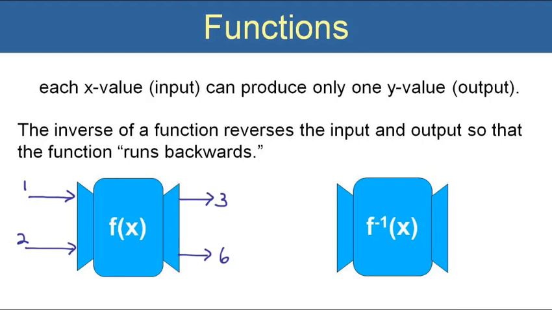Okay, now the inverse function works backwards from that. If I feed the inverse function a 3, it has to spit out a 1. See, it just reverses the effects of f. If I feed it a 6, it's going to reverse the effect of f. It's going to spit out a 2. That's what inverse functions do. They reverse the input and the output.